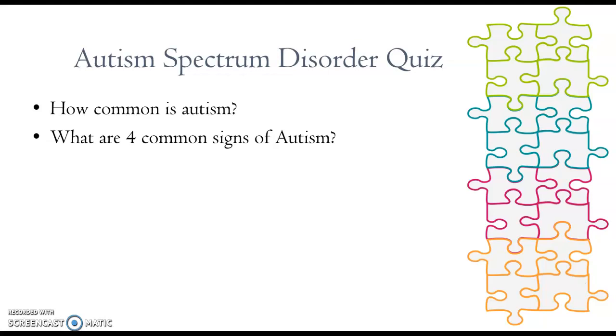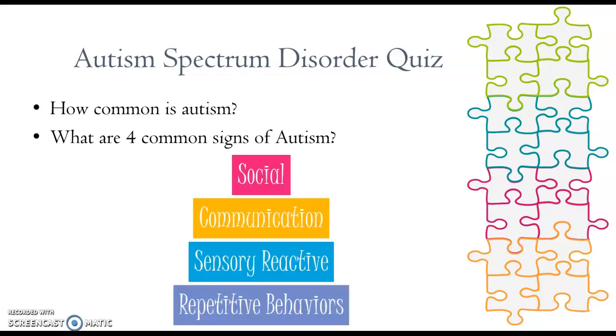Here is autism. So go ahead and take a moment to read these questions and write them down, and then we'll review a little bit. Now, the 4 common signs of autism. We've talked about this, and there's actually a section in your handout for us to review these 4 common signs. So here they are. We've got social impairments, communication impairments, sensory reactiveness, and repetitive behaviors.